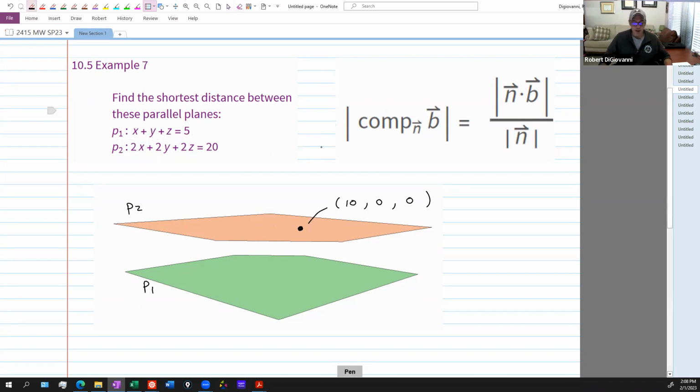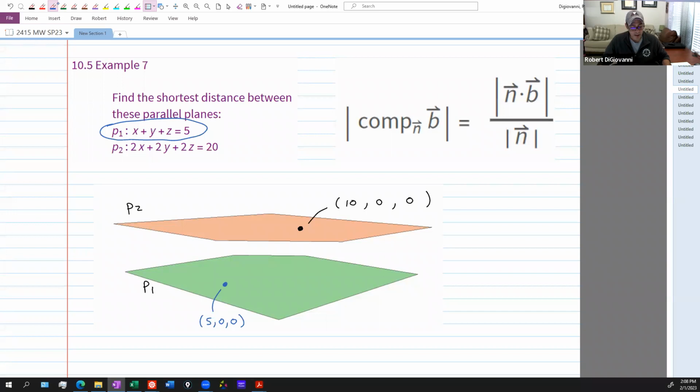All right, so I found a point on the second plane, right? Now I'm going to try and find a point on the first plane, any point I want. So any point I want down here. So now I'm trying to satisfy that. Hey, I've got a nice one. How about 5, 0, 0? We agree that that satisfies the first equation? Yeah.